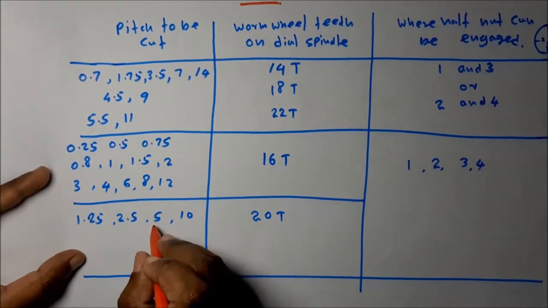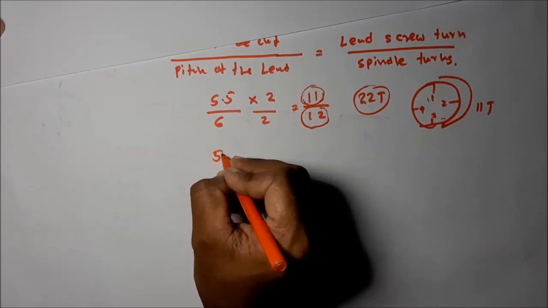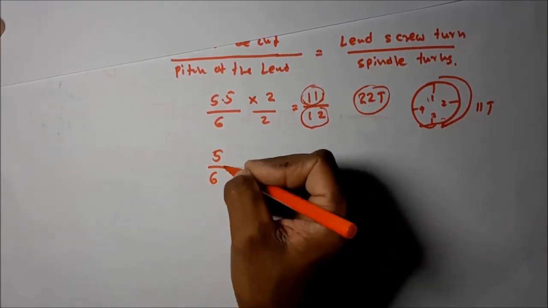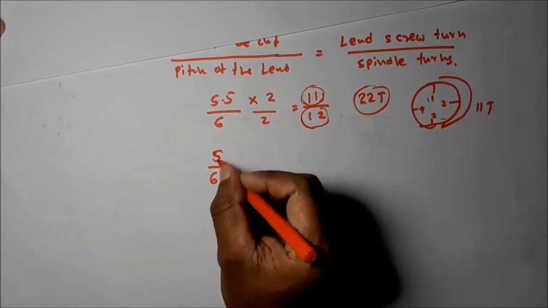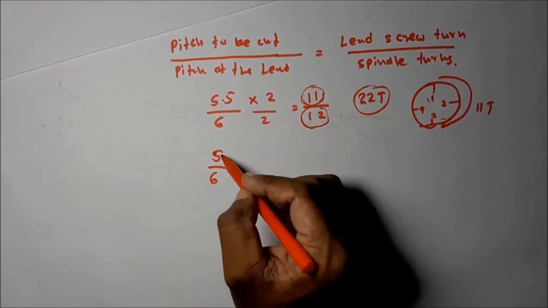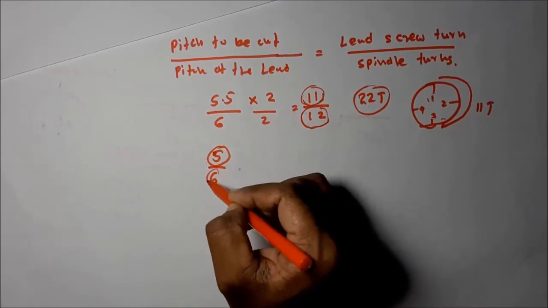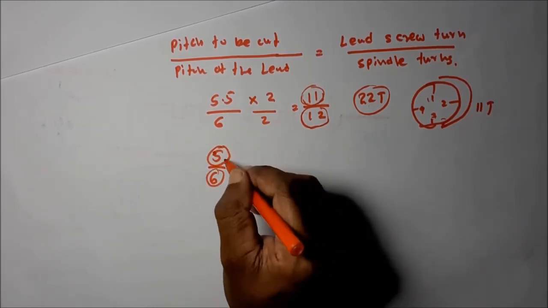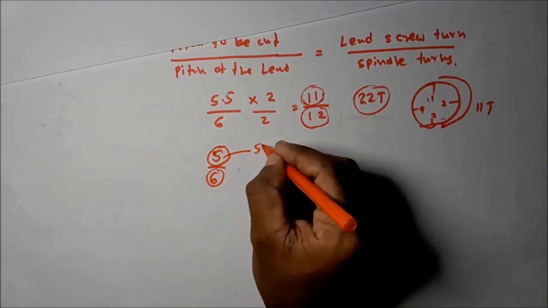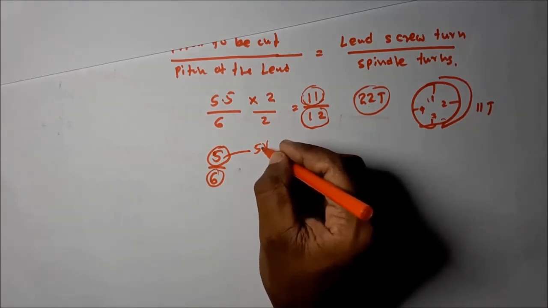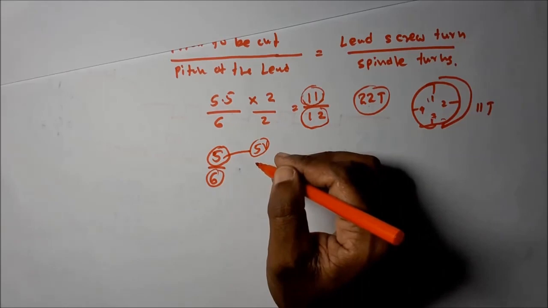Again I will explain this one also. The pitch to be cut is 5, and this one is 6. Then you can see that in 5 complete revolutions of the lead screw, this will produce 6 complete revolutions. So that means if you count the 5 revolutions, in steps of 5 revolutions, it will produce the engagement position.